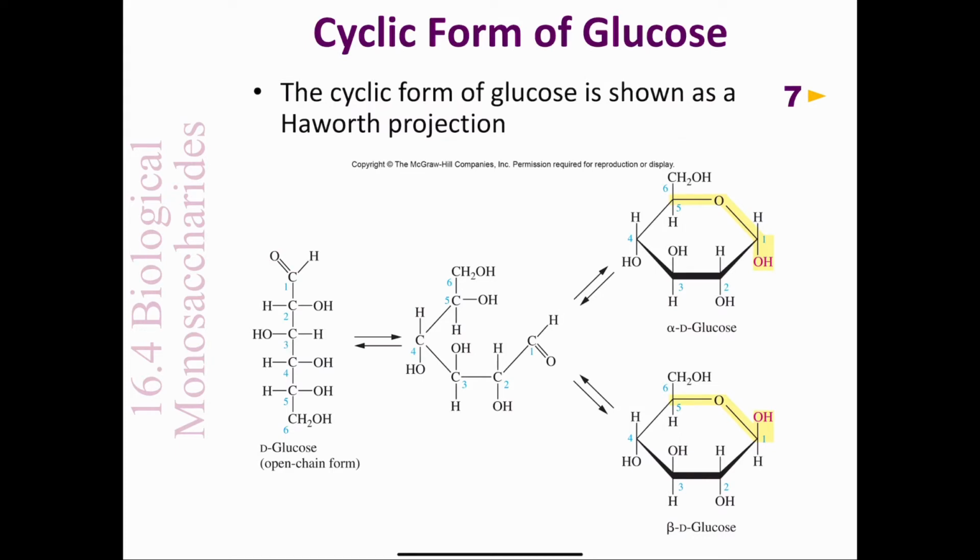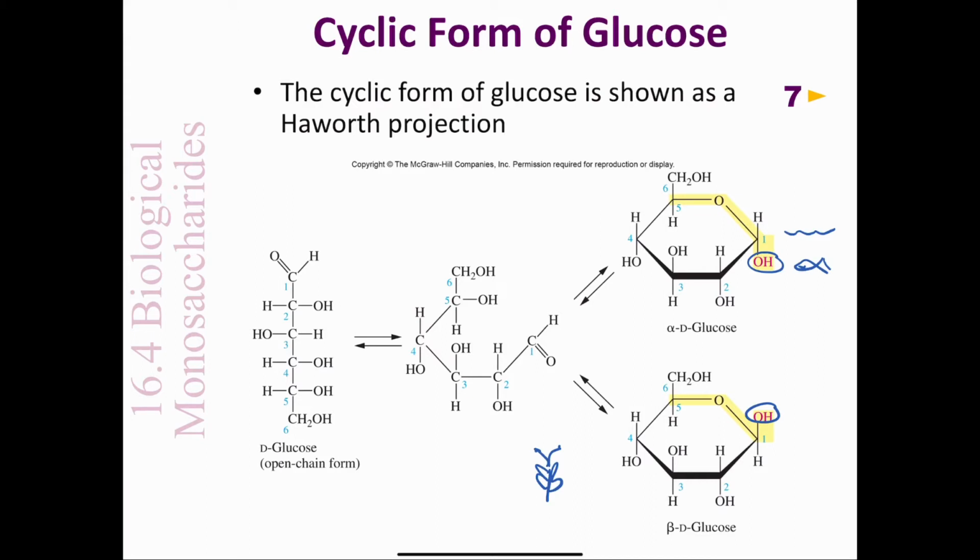My students taught me an easy way to remember alpha and beta. They said that alpha looks like a fish, and fish live underneath the water, so that's why the hydroxyl is down for an alpha. And beta kind of looks like a butterfly, and butterflies live up in the air. So that's why the beta hydroxyl is the one pointing up.